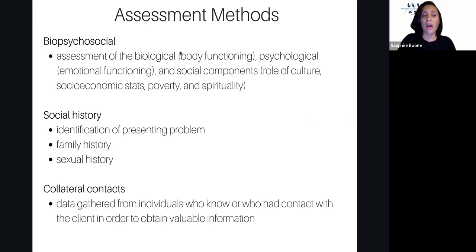Collateral contacts are those that are not directly involved, meaning it's not maybe a direct family member, but it could be an extended family member. It could be a referral source, someone that referred them to you, or just someone that has valuable information about the case. And so it's really important that we talk to those collateral contacts as a part of our assessment.